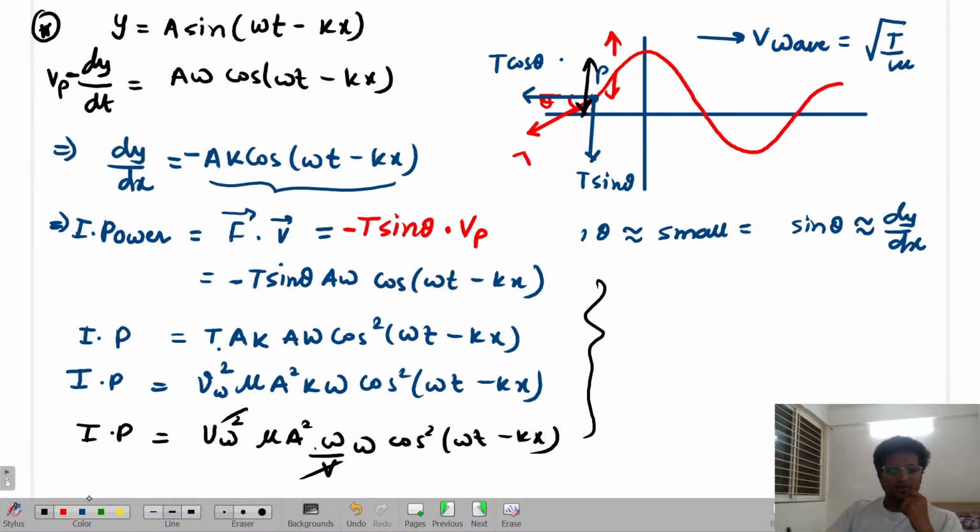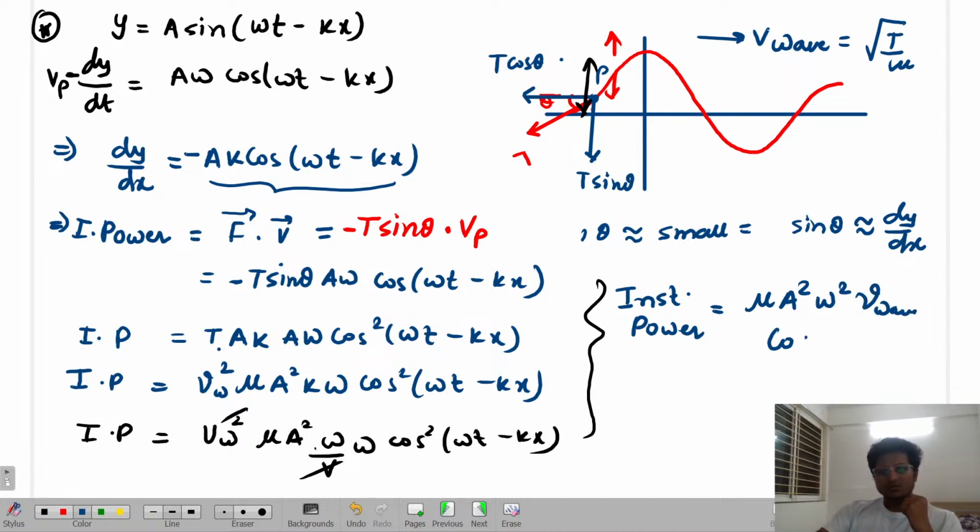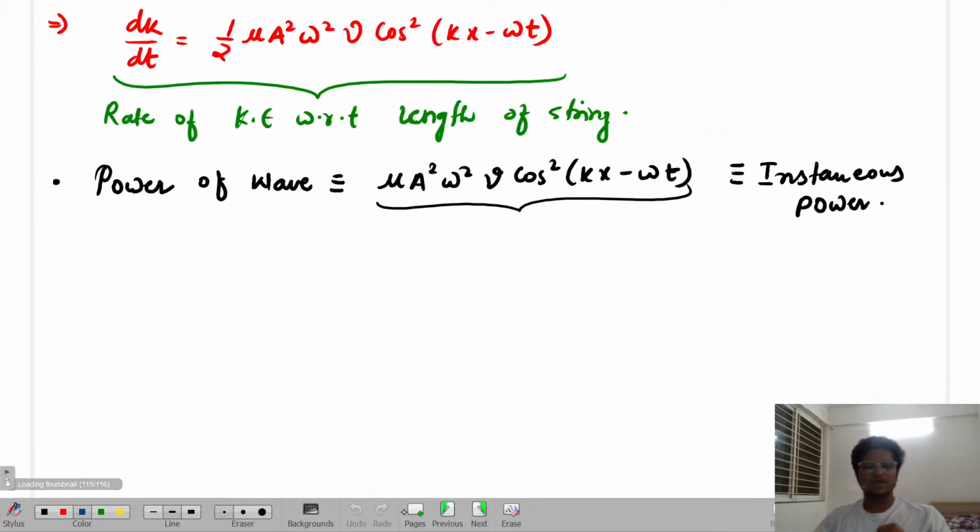So therefore we got the relation of instantaneous power, and that is exactly equal to mu amplitude square omega square velocity of wave into cos square(omega t minus kx). Now, you got the idea or not? That's what is called the rate of change of kinetic energy, which we also define as the power of the wave. Are you able to get me or not?